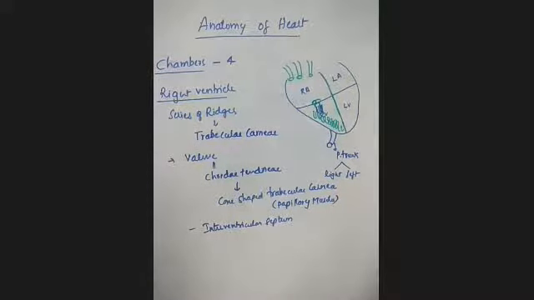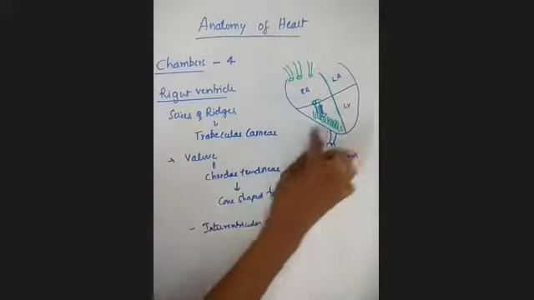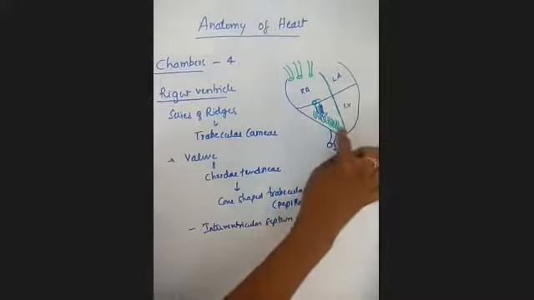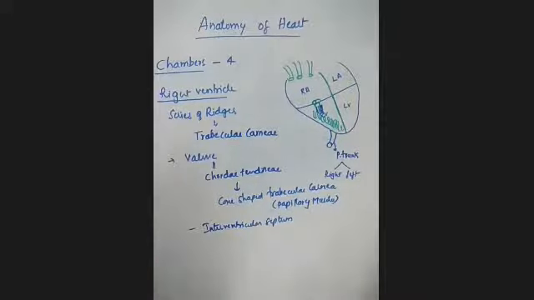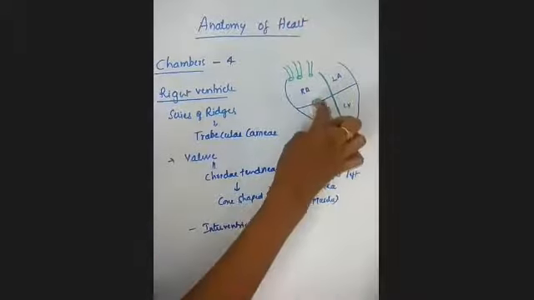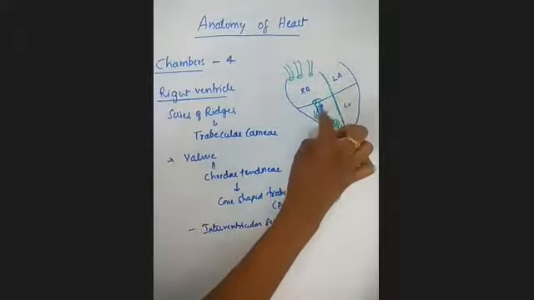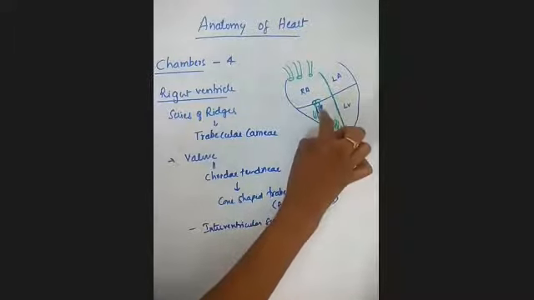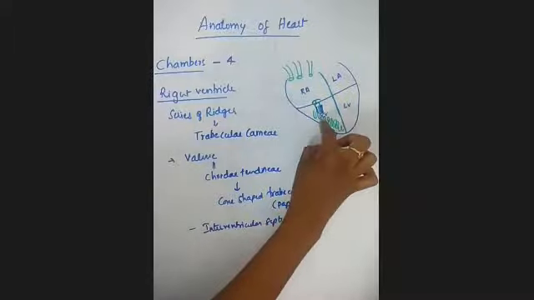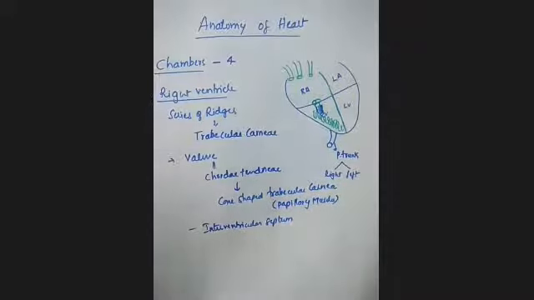Inside this right ventricle, you have a series of ridges. We will call these ridges the trabeculae carneae. The tricuspid valve is connected to thread-like structures, which we will call chordae tendineae, and these in turn are connected to the cone-shaped trabeculae carneae that you will call the papillary muscles.